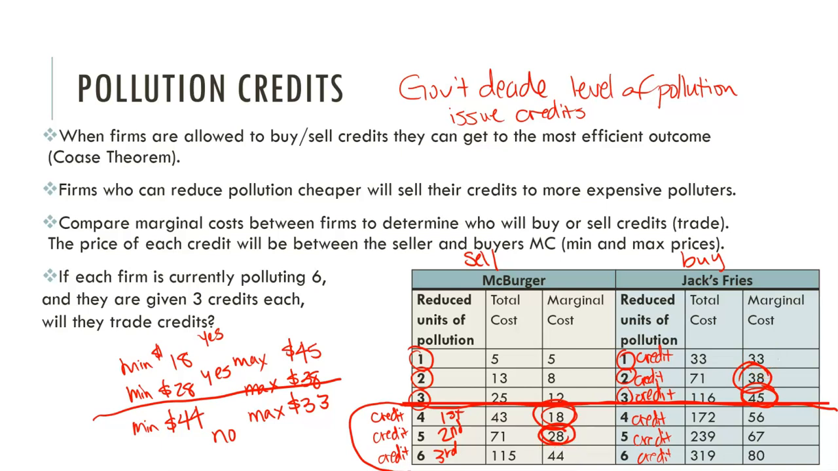and we would say that the outcome is that McBurger is going to reduce 5 units of pollution, and then they're going to use 1 credit. And Jack's Fries is going to buy 2 credits so that they are going to reduce by 1, and then they're going to use a total of 5 credits. So the 3 they started out with plus the extra 2 that they purchased.